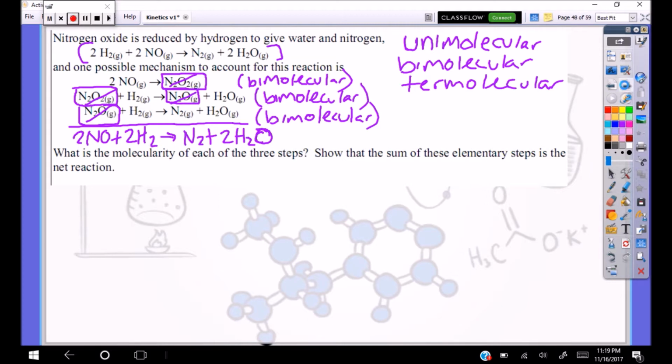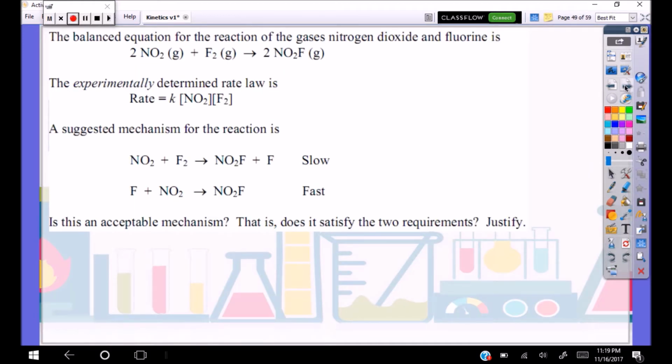On to the next one. Okay, so the balanced equation for the reaction of gases nitrogen dioxide and fluorine is 2NO2 plus F2, and we get 2NO2F. Okay.